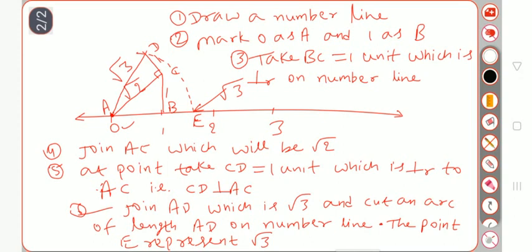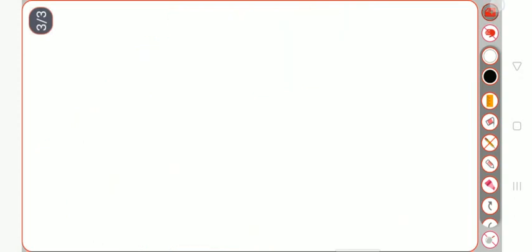Now we have done root 2 and root 3. The next question generally asked is root 5: represent root 5 on the number line. It is in NCERT exercise 1.2, question number 3. So how will we represent root 5? There are 3 methods, but generally we should know only one method, because that is the famous method.